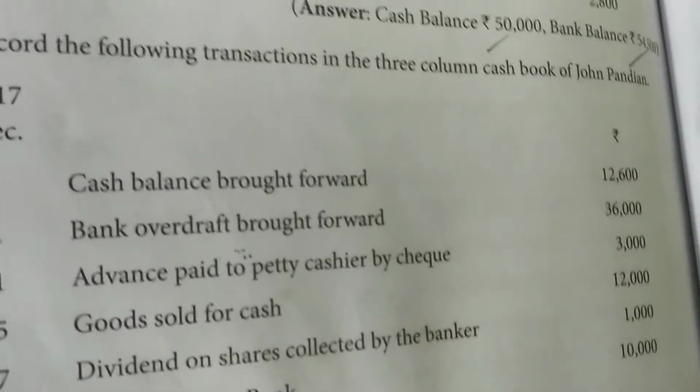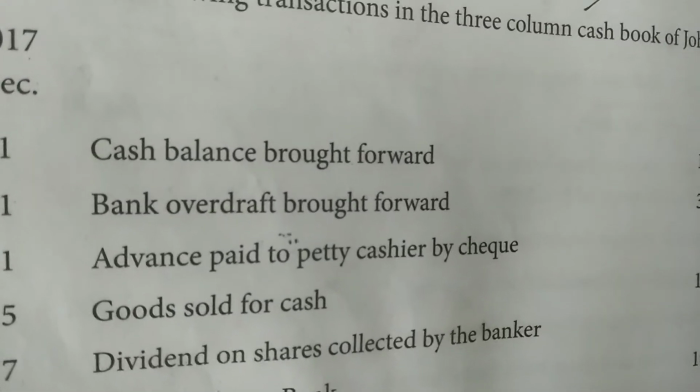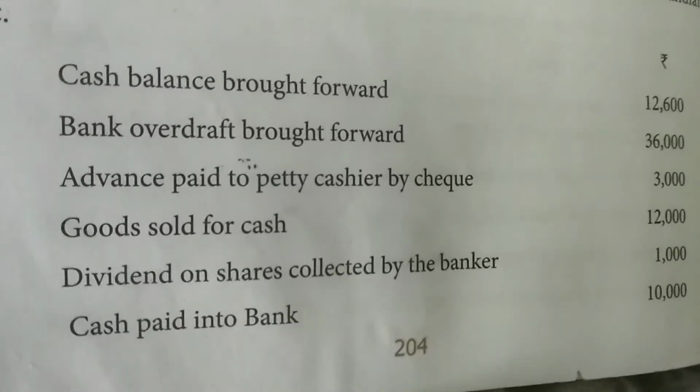Dividend on shares collected by the banker. So you will be writing "to dividend". It is a receipt, but you will put the amount in the bank column. And cash paid into bank.